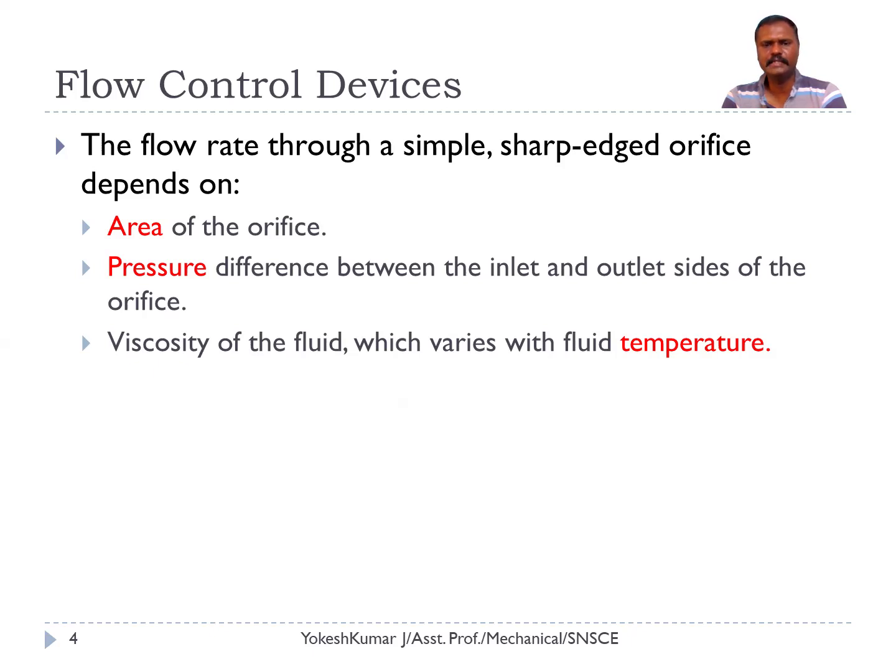So the flow rate depends upon three parameters. One is the area of the orifice. If the area of the orifice is more, the opening will be more, therefore more flow occurs. And the second thing, pressure difference. So we know that flow occurs whenever there is a pressure difference. If we create a pressure difference, then the flow occurs. If both sections have the same pressure, there will not be any flow.